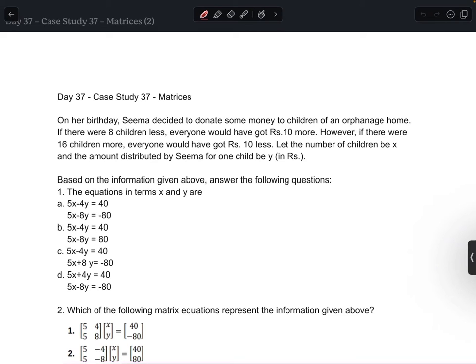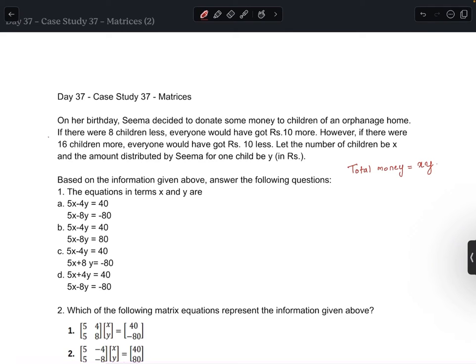Let's take the last line in the question. Let the number of children be X and the amount distributed by Seema for one child is Y. So the total money that Seema is distributing is X times Y. First question, the equations in terms of X and Y are. So let's use two cases given in the question.